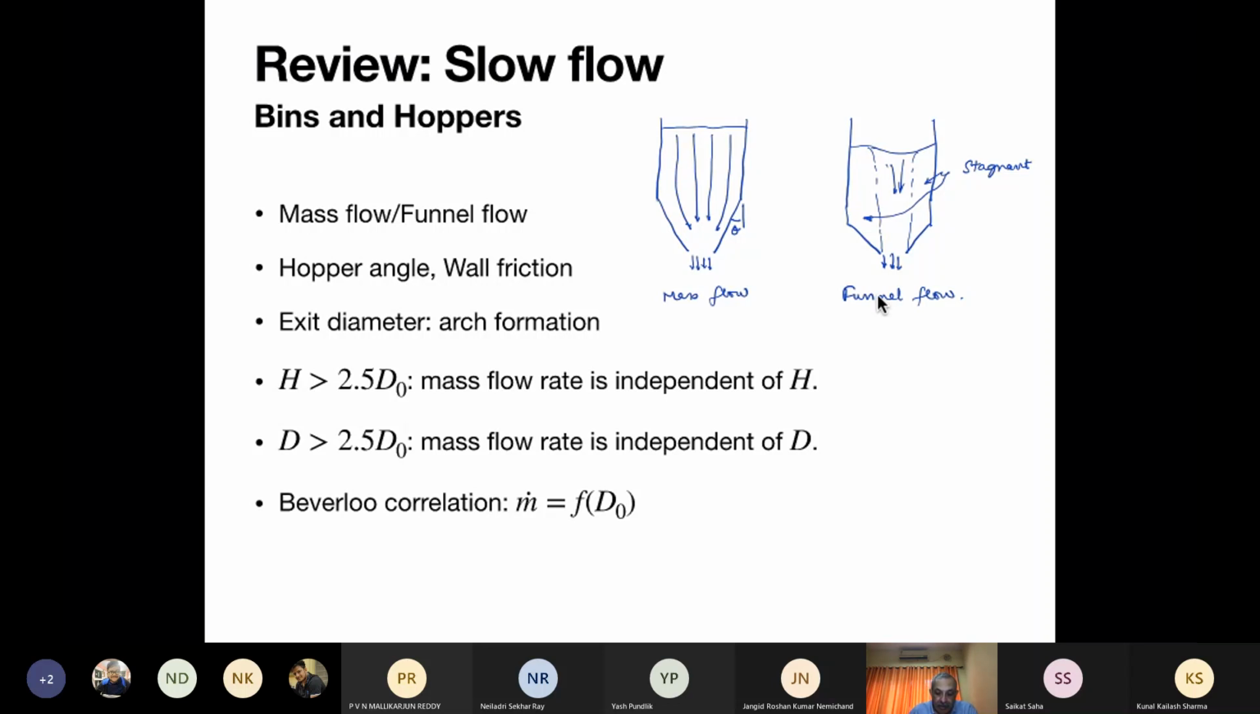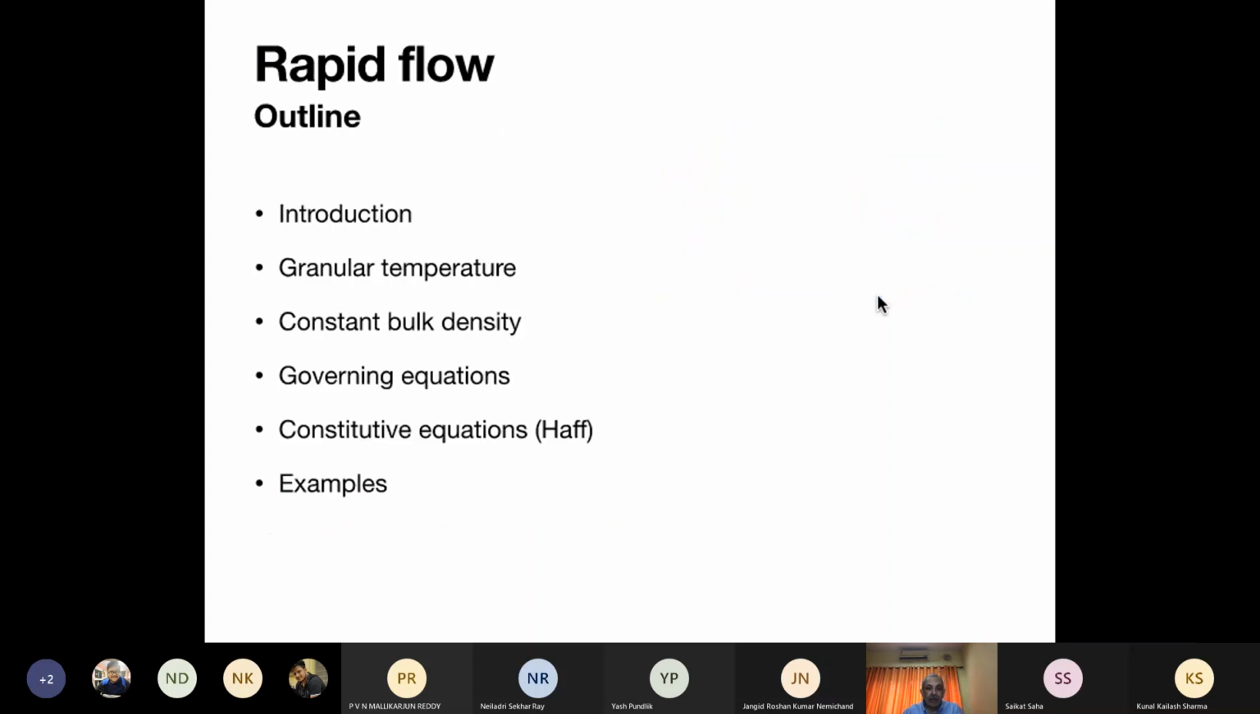And I just mentioned briefly that what this essentially gives us is that the mass flow rate, in terms of the geometry, only depends on the diameter of the exit. I'm going to talk today about this correlation which relates mass flow rate to d0 in a little while, and that is called the Beverloo correlation. And then after we finish that, I will talk about rapid flow.